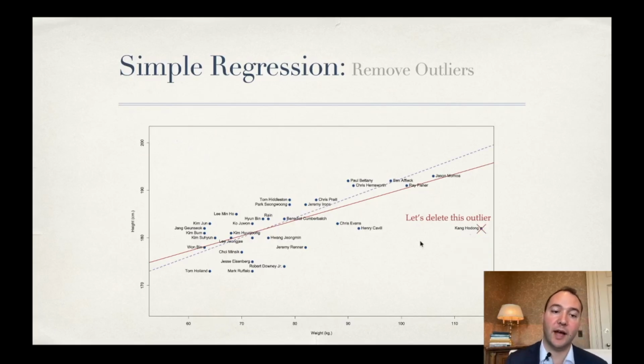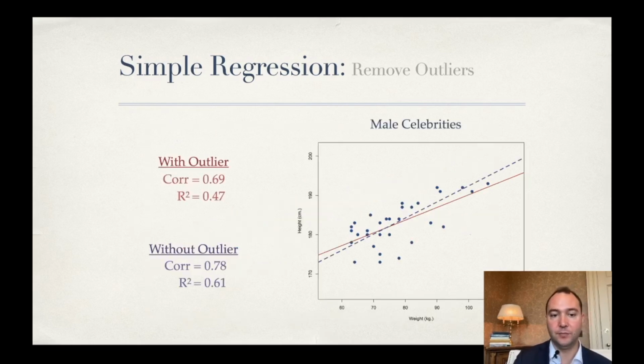So if we delete that outlier, we see that our line changes slightly, and it's much better at predicting some of these people up here and down in this area. I think overall we might have a better model. With Gang Ho-dong in our data, we have a correlation of 0.69 and our R squared is 0.47. If we delete the outlier, we get an R squared of a much higher value, 0.61. In other words, that outlier was causing a problem for our model fit. By deleting him, our model fit increased.